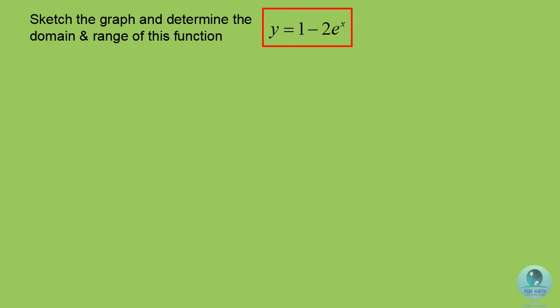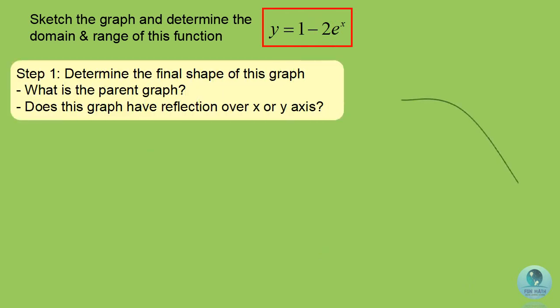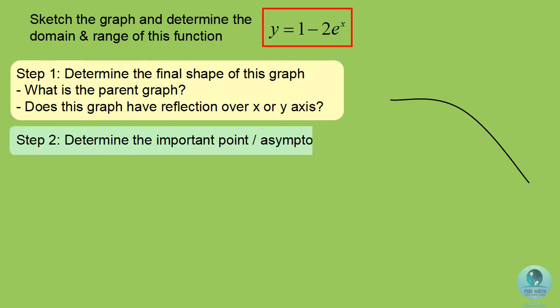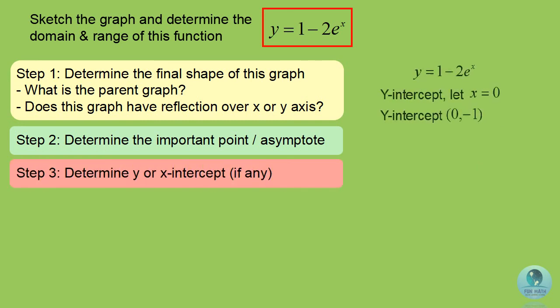To sketch this graph, y equals to 1 minus 2e to the power of x. Step 1. This is an exponential graph. This graph involves a reflection over the x-axis. Step 2. To find horizontal asymptote, when x is approaching negative infinity, e to the power of x approaching 0. So y equals to 1 is your horizontal asymptote. Step 3. Your y-intercept is 0, -1.